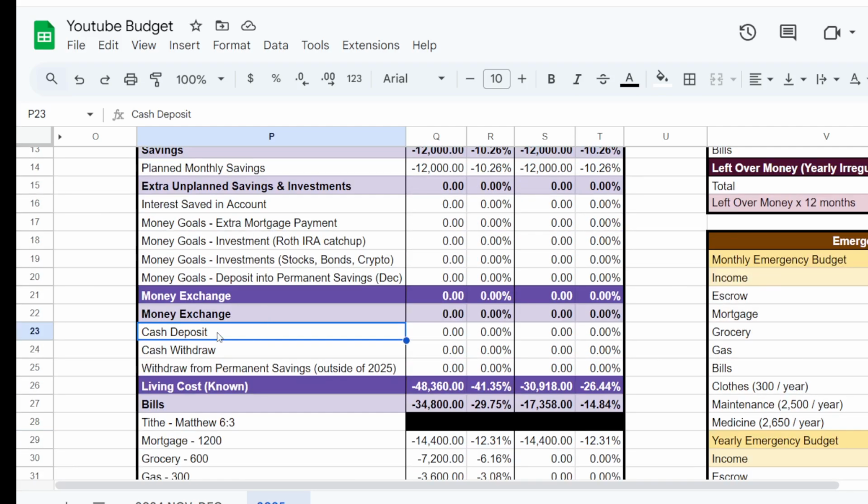So if I was to have cash as a gift, I would deposit it in here. And if I was to withdraw cash, because I do like to carry a small amount of cash with me wherever I go in my wallet, every once in a while I do withdraw cash, but I don't have a set expense for that. So I just made a line item here.